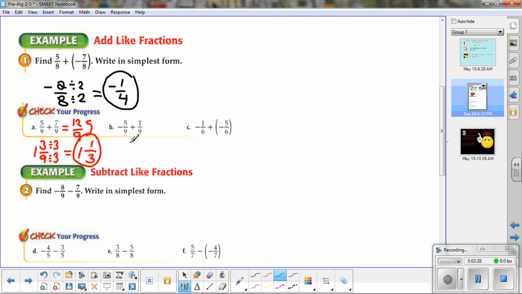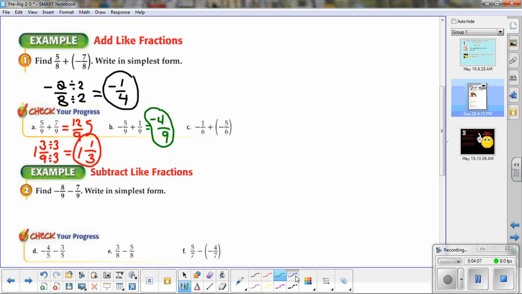In the next example, you have one positive and one negative. So instead of adding these two numbers, you're going to subtract them. And you're going to do the bigger one minus the smaller one, or actually the one with the largest absolute value minus the one with the smaller absolute value. So 5 minus 1 is 4. Keep the denominator the same. And since this one is the one with the greatest absolute value, or the furthest from 0, and it's negative, your answer is going to be negative. So negative 4/9.